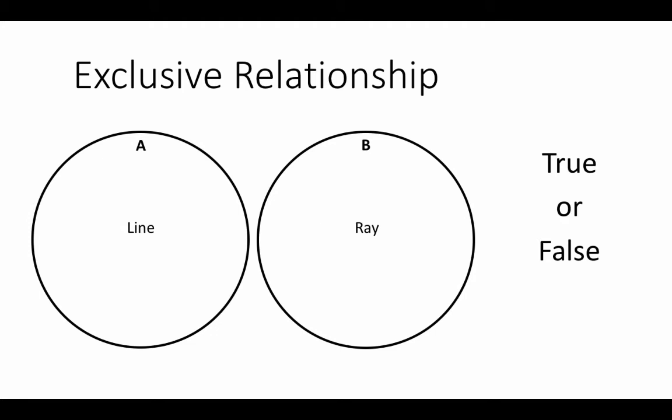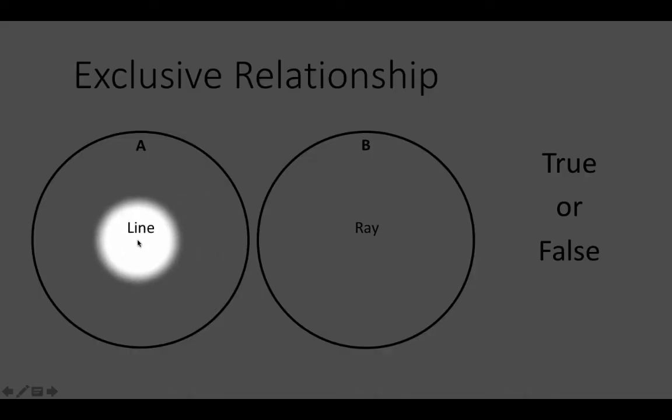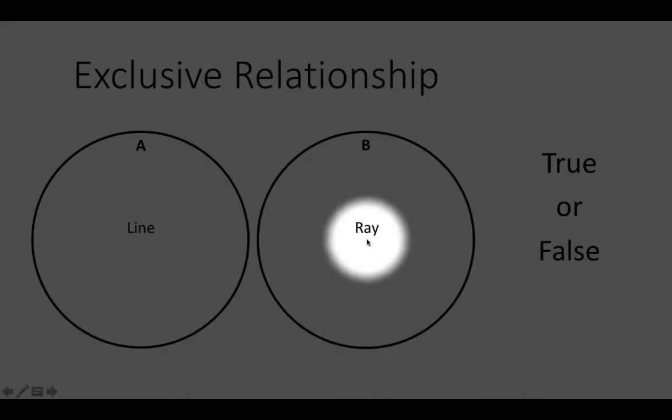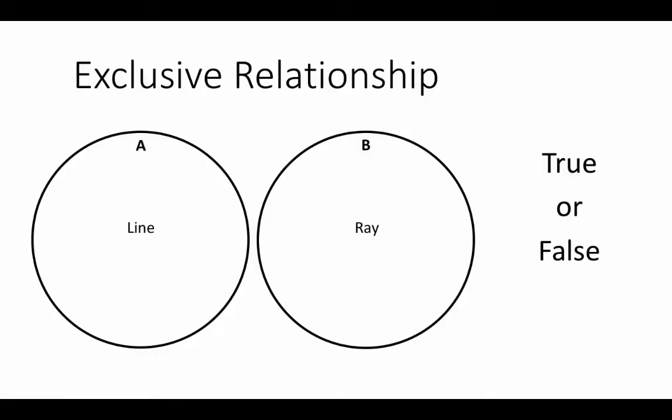How about the relationship between a line and a ray? Lines and rays are both one-dimensional figures, but if you are a line, you cannot be a ray because you don't have an endpoint. A ray must have one endpoint. So the relationship between line and ray is exclusive.